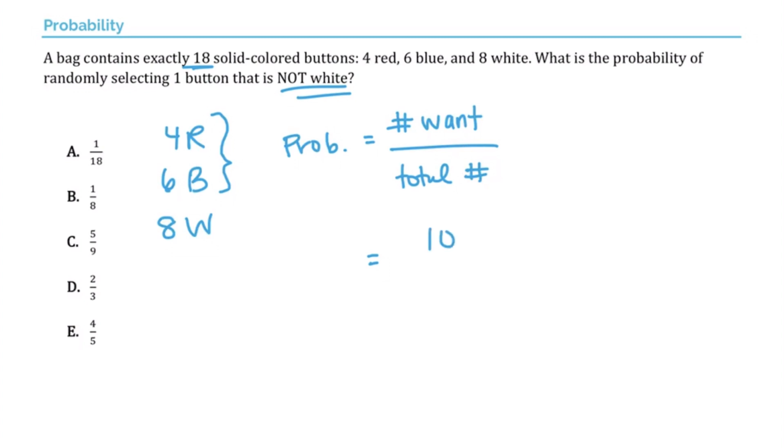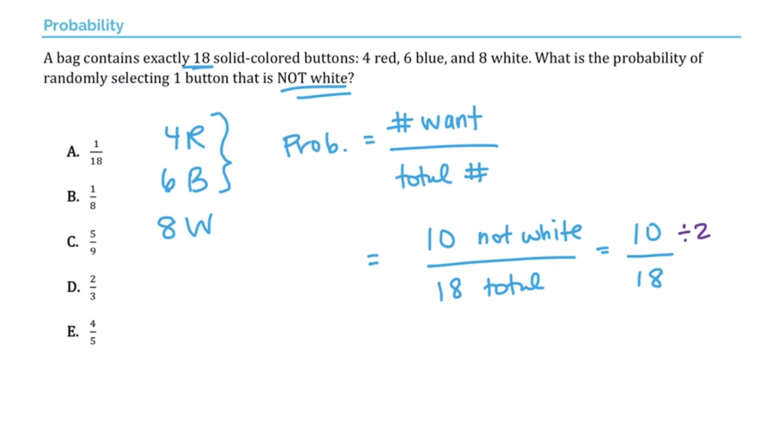So how many total buttons are not white? Well, we have a total of 10 that are not white, because they're red or blue, over how many total buttons do we have? We have 18 total buttons. So the answer is 10 that satisfy what we want as being not white, divided by 18 total. To simplify, I'm going to divide by 2 on the top and the bottom. So my simplified form of this fraction is 5 on top and 9 on the bottom. So the correct answer is C.